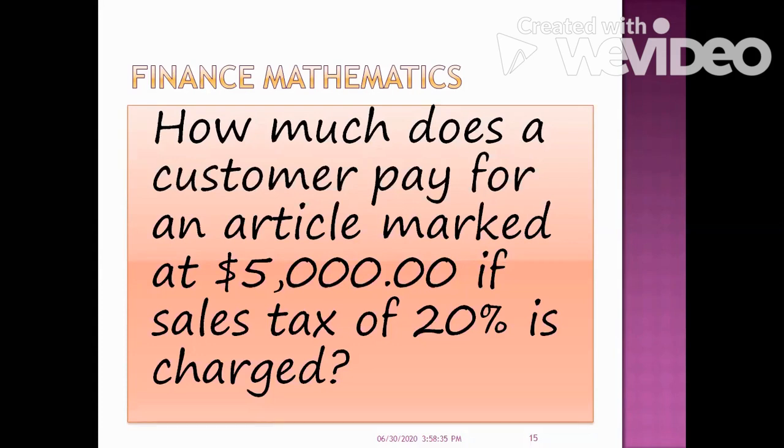So what we're going to do, we're going to find 20% of 5,000 and whatever amount that we get, we add it back to the 5,000. So let's go again. All right, so we have 20%, which is 20 over what? 100, multiplied by 5,000.